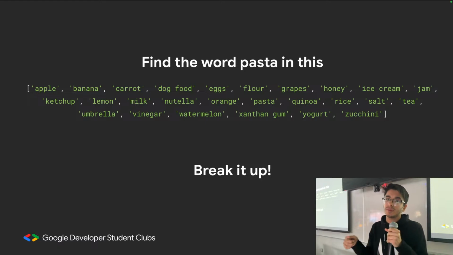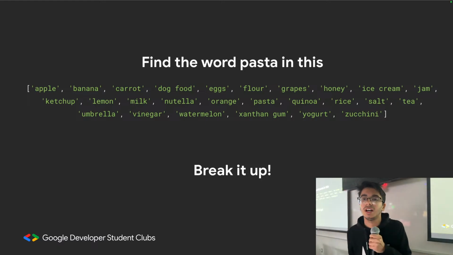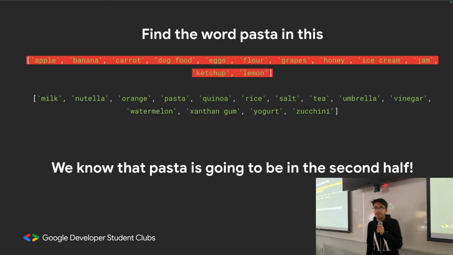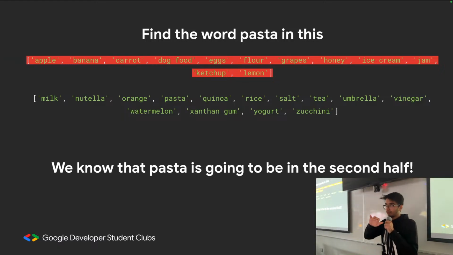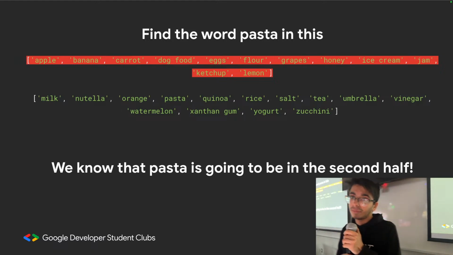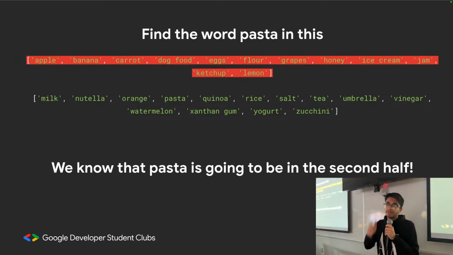So you open a dictionary from the middle. Same in this case, you would break the array up in half. And we know that pasta is going to be in the second half. So if I broke this array, the first part can be discarded. 13 elements can be discarded, and pasta is going to be in the second half.